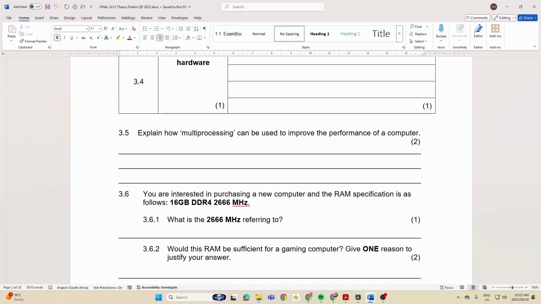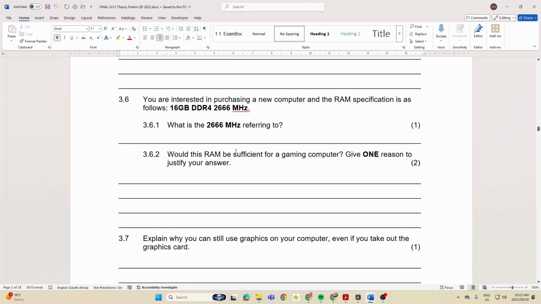Right. Then 3.5, explain how multiprocessing can be used to improve the performance of a computer. So when we're talking about multiprocessing, this is the fact that we've got multiple processing cores on a single CPU. How does it improve? It improves the performance by executing many processes at the same time. Multiprocessing.